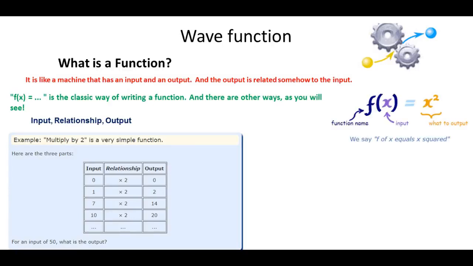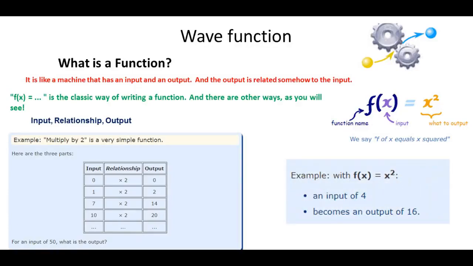As I told, the mathematical function is represented as f of x. Here we use a different mathematical function: f of x is equal to x square. Let us take one more example. With f of x equal to x square, if we put the input as 4, the relation is x square, and the output is 16. So a mathematical function takes an input, acts on it, and gives another output.